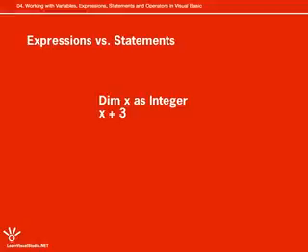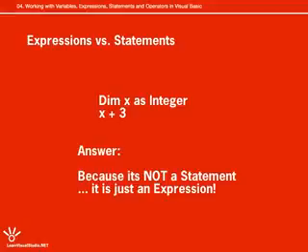Why do you think that is? Why do you think we would get an error here? Well, the reason is because x + 3 is not a statement, but rather it's an expression. In other words, it's only half of what Visual Basic needs in order to execute this line of code. Or, to put it another way, it doesn't really do anything. x + 3 doesn't do anything. So we've got to think in terms of statements.